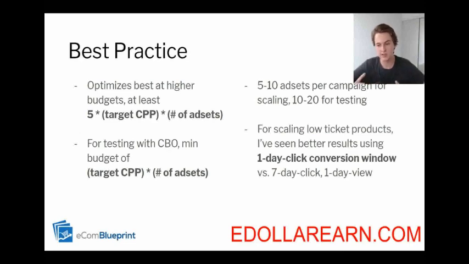Now, the number of ad sets per campaign, what I found that works best, the sweet spot for scaling, is 5 to 10 ad sets per campaign. And usually I'll just do 5 ad sets per campaign for scaling. Now, for testing, I'd recommend 10 to 20 ad sets per campaign. Now, the last thing is that for scaling low-ticket products, I've seen better results using a 1-day click conversion window versus a 7-day click, 1-day view.